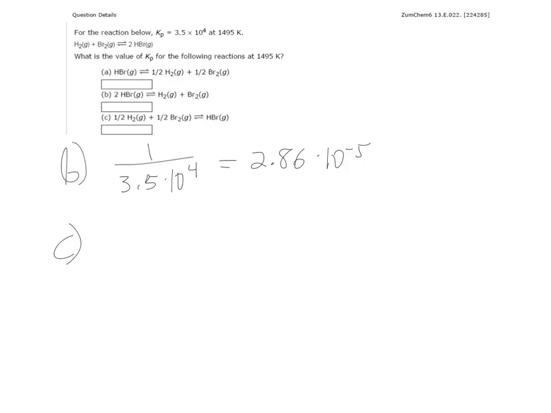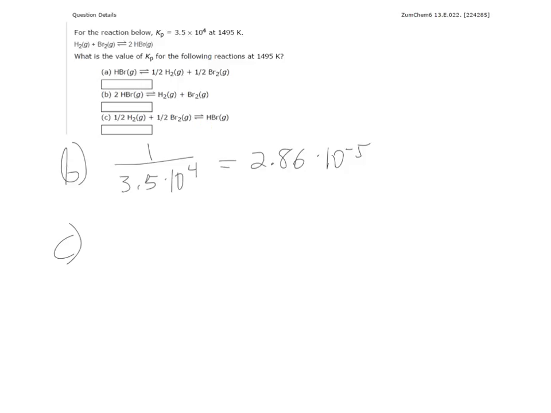In part C, the equation is not flipped around, but the coefficients are all half of what they are in the original reference equation. So instead of a coefficient of 1 for H2, it's half. Instead of 1 for Br2, it's half. And instead of 2 for HBr, it's a 1.